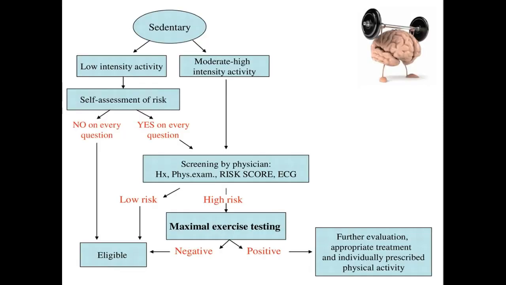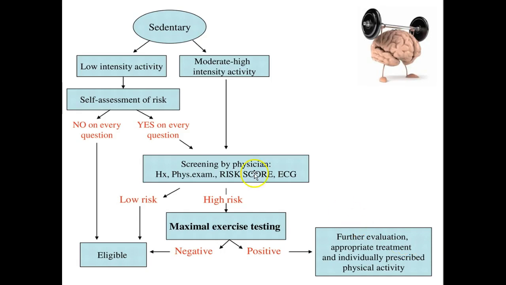So we've got a flow chart here. We've got the sedentary individual, and we can either decide to take them into low intensity activity, or if they've got an athletic background, we can give them the higher intensity stuff. But we're always going to do a self-assessment of risk. If there's no risk, then they're eligible. If there is a risk, then they need to be screened by a doctor, who's going to take a detailed history, a physical examination, create a risk score, and potentially do an ECG.